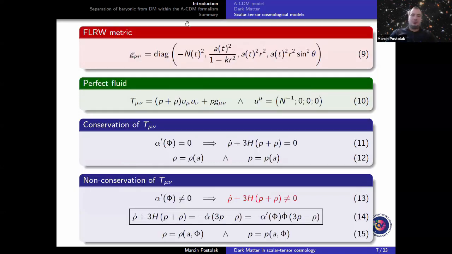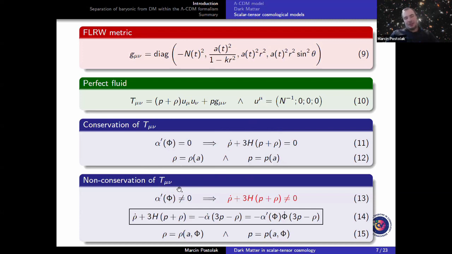We start with the standard Friedmann-Lemaître-Robertson-Walker metric with the lapse function, so the reparametrization of the cosmological time. We plug in the energy-momentum tensor in the form of a perfect fluid. If the derivative of the alpha function is 0, so in fact, if alpha is constant, then we obtain the standard form of the continuity equation in cosmology. And in fact, we have the dependence of energy density and pressure in terms of just the scale factor.